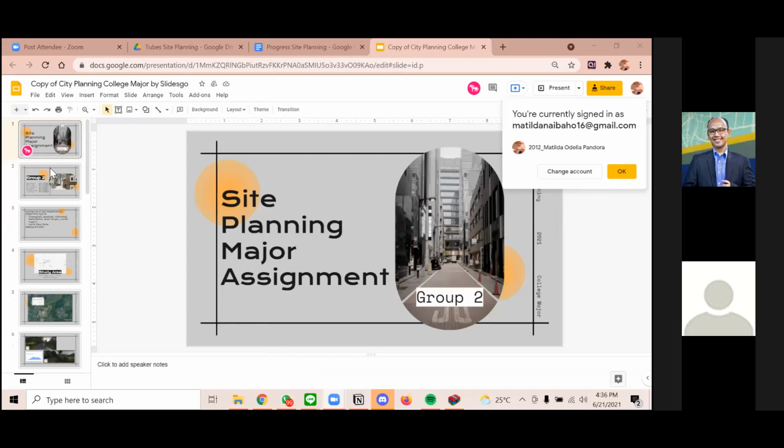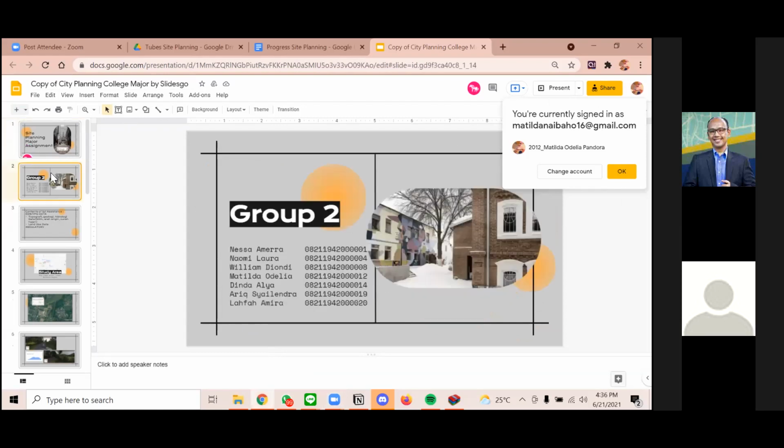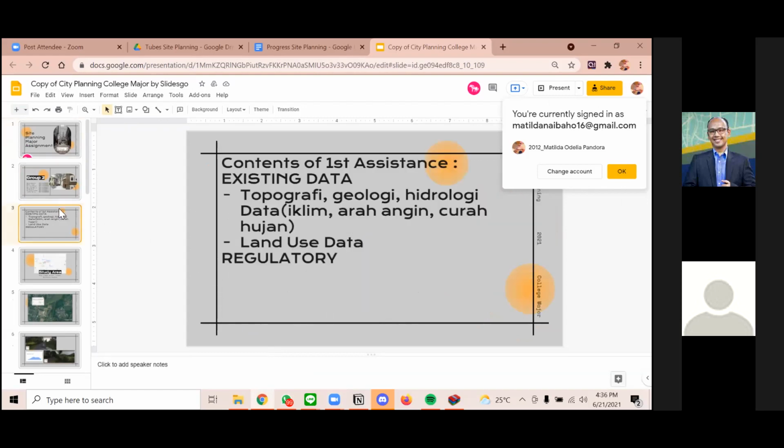So good afternoon, sir. We are going to explain how far we have progressed on the big task for site planning. Our group consists of 7 members: Nessa, Naomi, William, me, Dinda, Alia, Arik and Leslie. In this presentation, we are going to explain the topography, geology, hydrology, which means eclipse, wind direction, rainfall, something like that. It's not a final presentation yet.